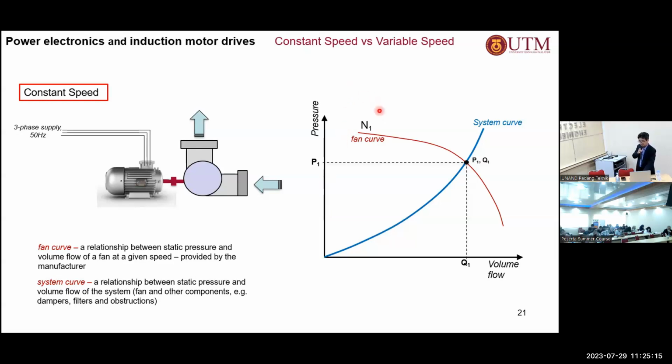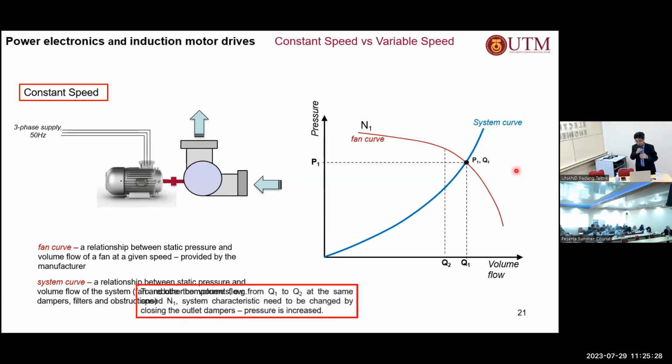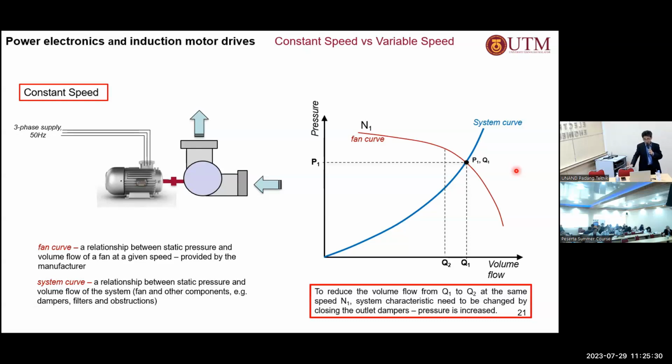But the fan curve is a constant speed characteristic, which means that the fan is running at a constant speed. If you want to reduce the flow rate, then you have to obstruct the fan opening, which means that the pressure is going to be increased. Now, let's say that the application requires that we reduce the volume flow to Q2 instead of Q1. How are we going to do that if we're running at a constant speed? We cannot change the fan characteristics because it is running at a constant speed.